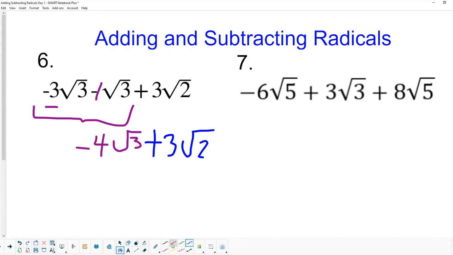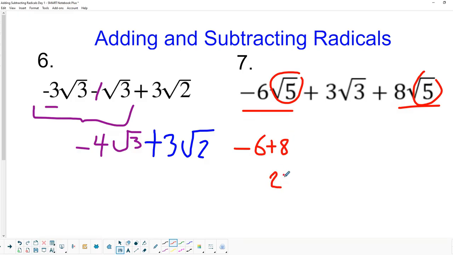On number 7 here, we can combine the first one and the last one because they both have the square root of 5 in them. So negative 6 plus 8 equals 2 square roots of 5. And then we have plus 3 square root of 3 on the end, because that's the term that's not alike, but it's out there. Okay.